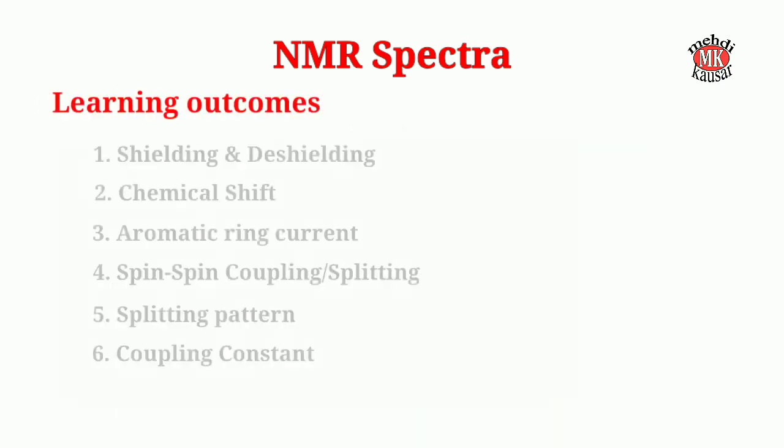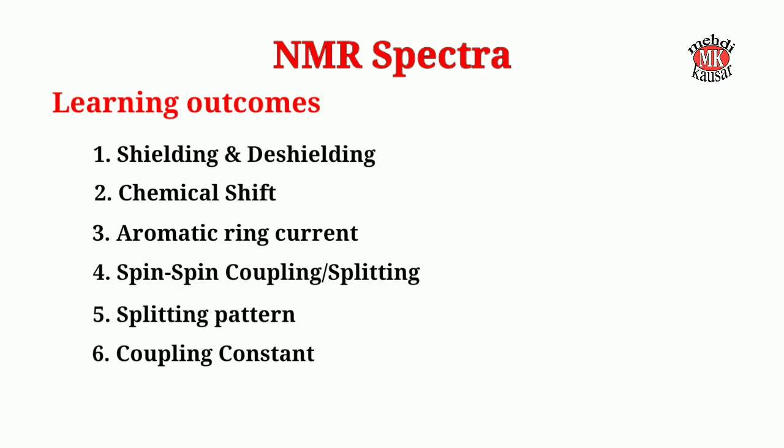From this lecture, we are able to learn about the shielding and deshielding effect, the chemical shift, spin-spin coupling or splitting with the help of the example of ethanol, the splitting pattern that takes place in NMR spectra, the aromatic ring current, and the coupling constant.